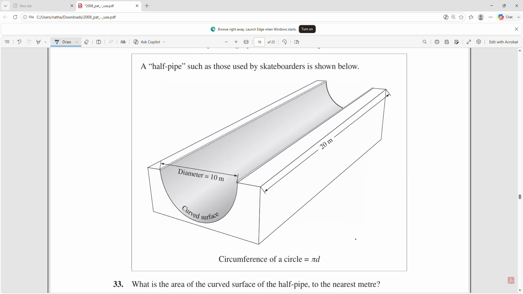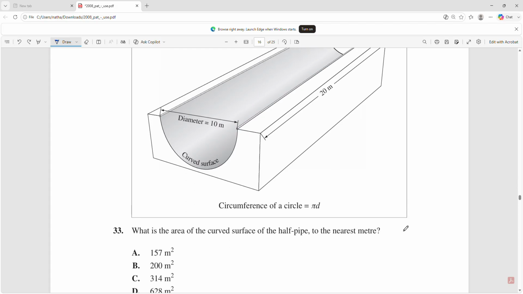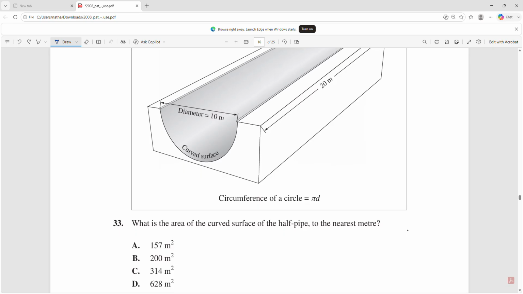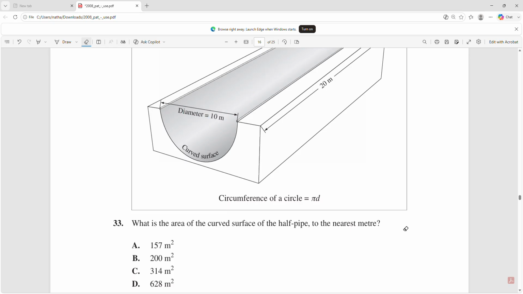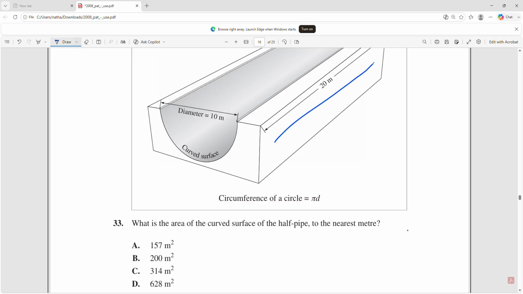Okay, moving on here. It says a half pipe, such as those used by skateboarders, is shown below. So here is our half pipe where skateboarders skate. And what are they asking us about it? They ask, what is the area of the curved surface of the half pipe to the nearest meter? Okay, so we're talking about this colored in part, the dark shaded part here, right? Talking about all of that. So they told us our diameter, and then they've told us the length of this half pipe. Okay. So we want to know the surface area of that part.